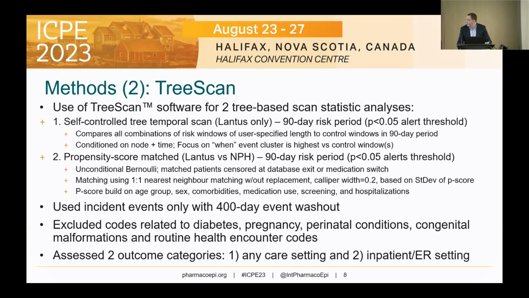And finally, for both analyses, we assessed two outcome categories. We looked at ICD-10 codes in any care setting, so inpatient, outpatient, emergency room. And we looked at only ICD-10 codes in the inpatient and emergency room setting, thinking that maybe we would reduce some of the noise that can come up in outpatient claims data, as well as the possibility that these codes may more likely represent the more severe adverse events.